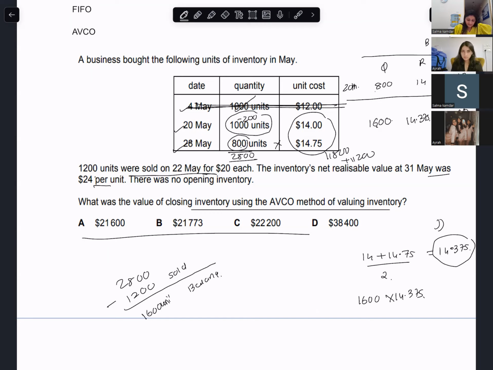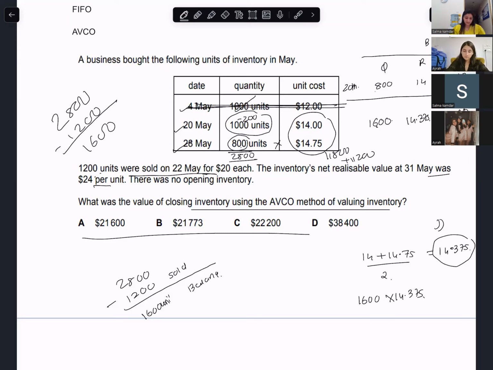On 22nd May, 1,200 units were sold. So from 2,800, if I'm selling 1,200 units, I'm left with how much? 1,600 units. The inventory's net realizable value at 31st May is 24. There was no opening inventory. What is the value of the closing inventory using the AVCO method of inventory valuation?